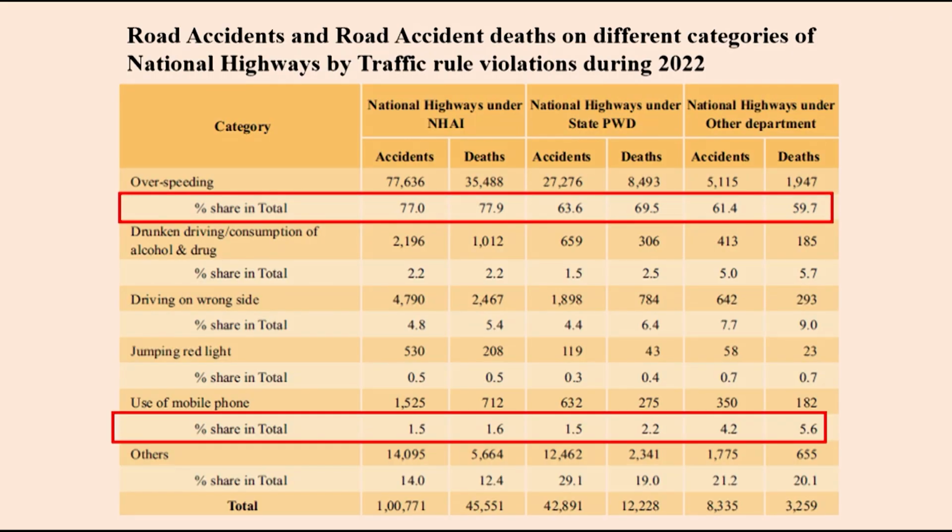Okay. Then this talks about road accidents in different proportions. Same thing if you see at different roads. In the case of over speeding, on highways it is 77%, in PWD roads it's still 60 to 70%, and in other roads it is 60%. So overall, over speeding is still a major cause, whether it is a national highway or any other road.